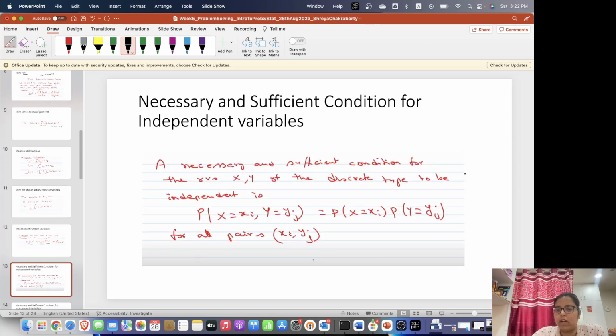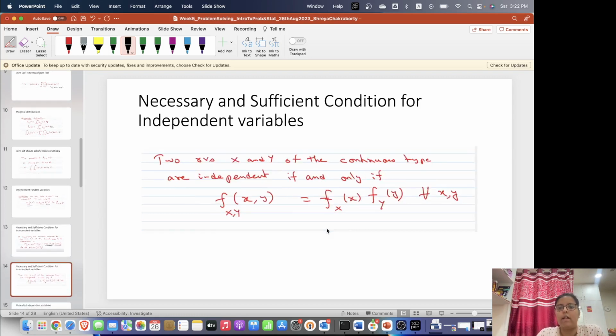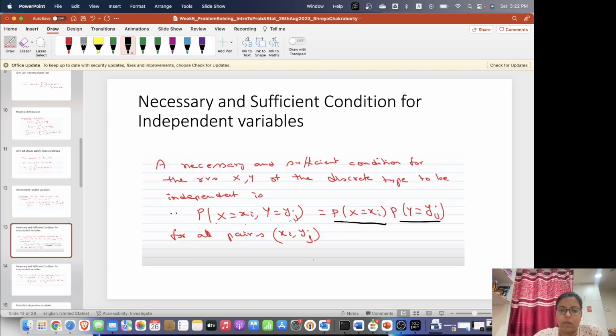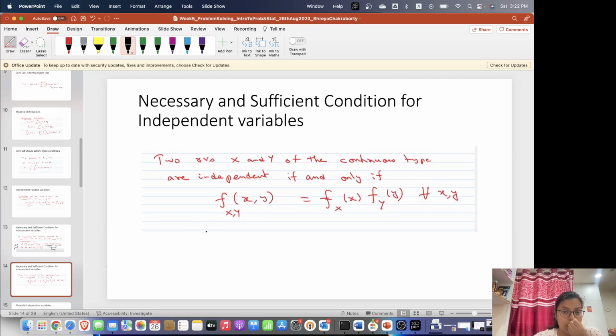In case of a discrete type variable, this means that the joint probability of x equal to xi and y equal to yj can be represented as a product of the marginal distributions for all pairs xi and yj. Similarly, for a continuous setup, the joint PDF, previously the joint PMF written as a product of marginal PMFs, should be represented in the form of a product of marginal PDFs.